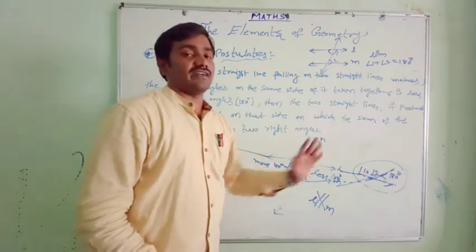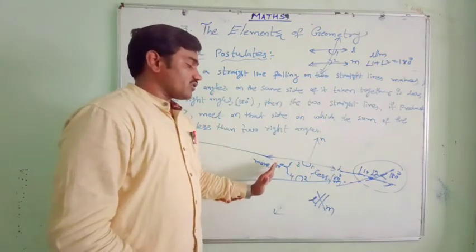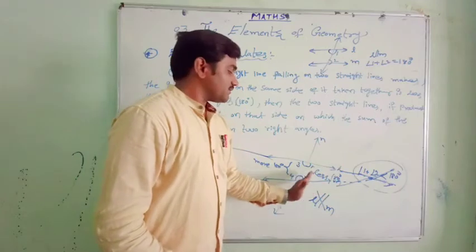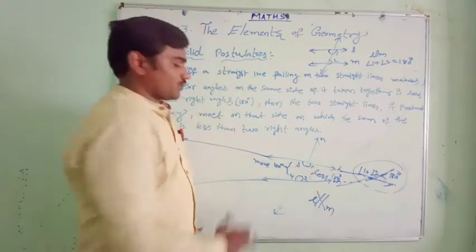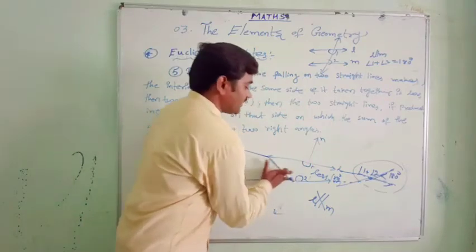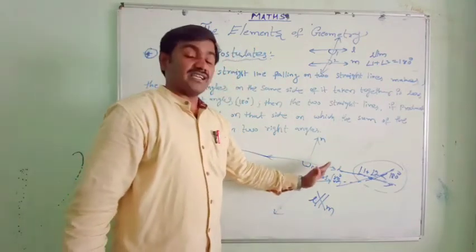Which side do you get less than 180 degrees? If this side you get more than 180, this side you get less than 180, because if you get less than 180 here, automatically it will be more than 180 on the other side. We are not discussing the more than 180 degrees. We only discuss the less than 180 degrees.